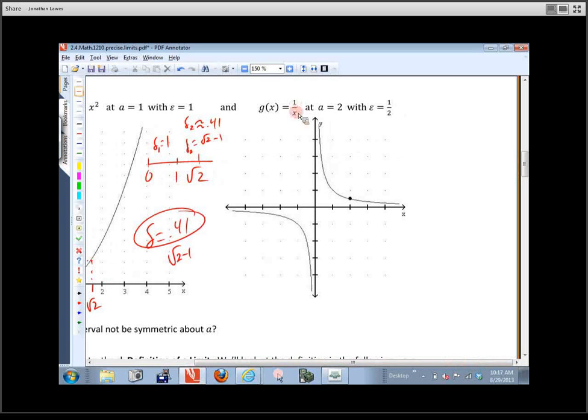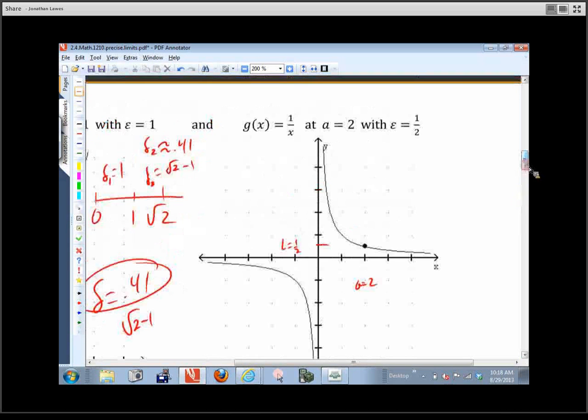Okay, let's take a look at this example. Function is 1 over x. Point of interest is a equals 2. So here's a equals 2. And we're allowing the error to be 1/2. So if I were to follow this over, what is the limit as x approaches 2? It's 1/2. Okay? So there's the limit, 1/2. And what is my allowable error on this one? 1/2. So that means I can go up to here and down to here. There is my L plus epsilon, and there's my L minus epsilon. I can go up 1/2 unit and down 1/2 unit. So I'm looking at 1 and I'm looking at 0.